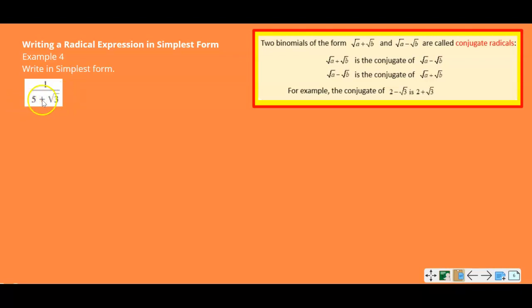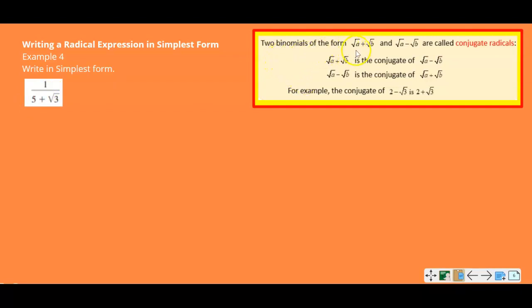would have to distribute that to each thing in the denominator, which means we would have 5 square root of 3 plus square root of 3 squared, which would just be 3. So even though we would get rid of the radical in the second part, we would have added it to the first part. So there is something called conjugates.